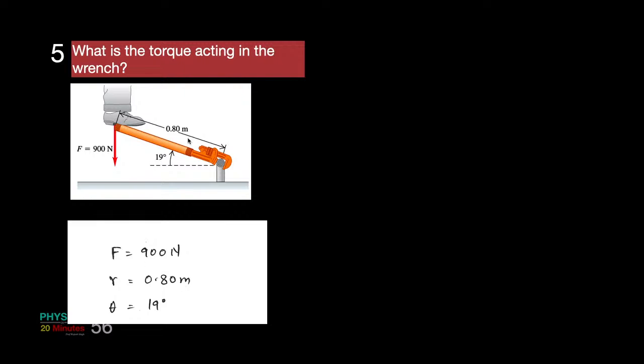It's not the lever arm, remember. Lever arm is the perpendicular distance between the line of action of force and the point about which the torque is calculated. So this distance will be the lever arm. 0.8 meter is not the lever arm, it is r. This angle theta is 19 degrees. So I need to figure out what this distance is.